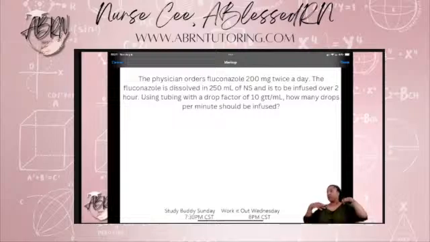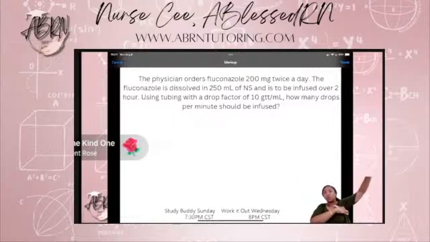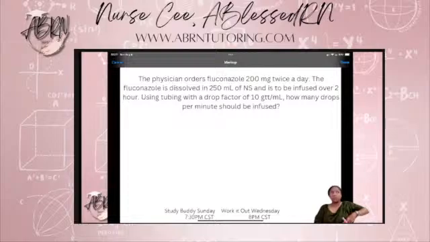How do you pick out the fluff? Use your goal. If it's asking for milligrams, micrograms, milliequivalents, whatever, then use it. If it's not, no go. All right, so the physician orders.